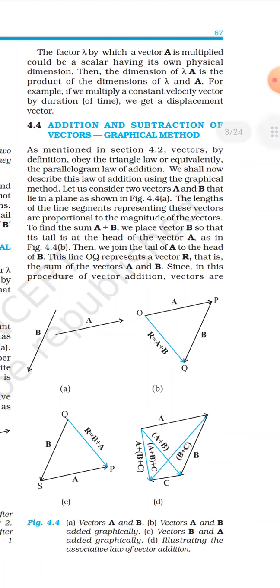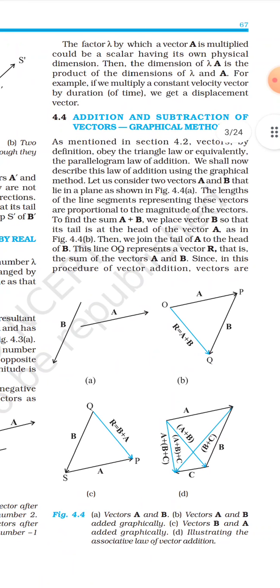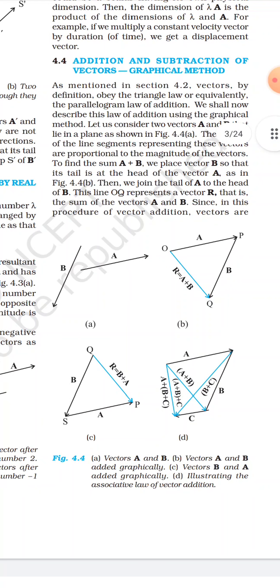Now what is this addition and subtraction of vectors? Using the graphical method, suppose there are two vectors, one is a and another is b, then the addition will be a plus b vector. For addition, the triangle law of addition or the parallelogram law of vectors is applied to add two vectors a plus b.